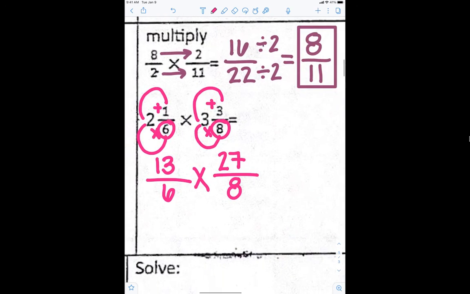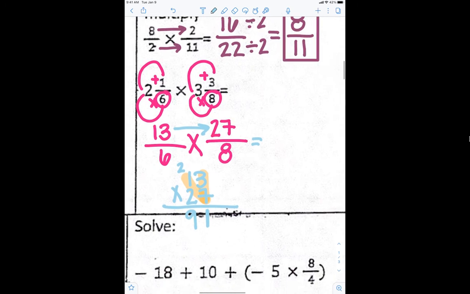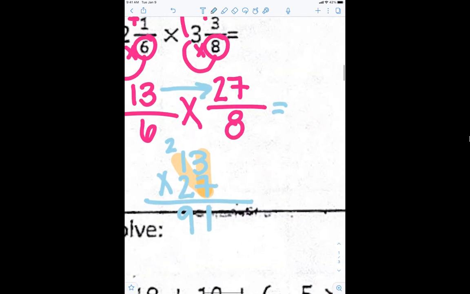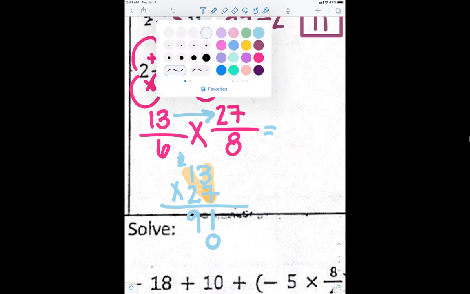Okay, now I can go straight across and multiply. So 13 times 27, which I have no idea what that is. So I'm going to come over here and make a little scratch work. 13 times 27. So I've got 7 times 3, which is 21. So the 1 goes down here, 2 goes up here. 7 times 1 is 7, plus 2 is 9. Always remember to do your 0. You can't forget it. You gotta have that placeholder 0. Okay, then I'm gonna move on to the next.